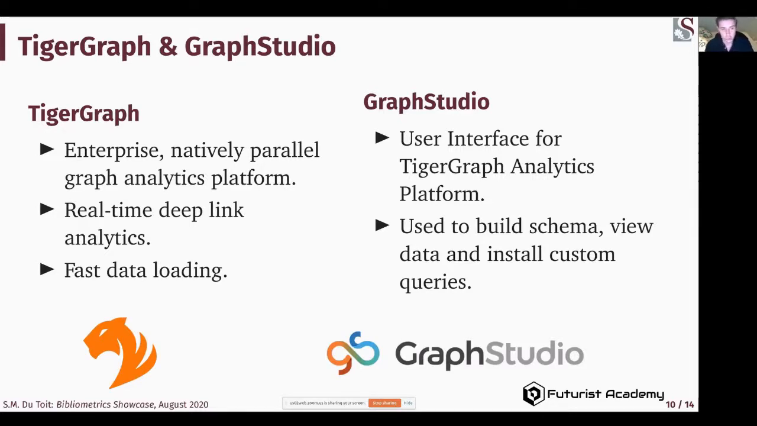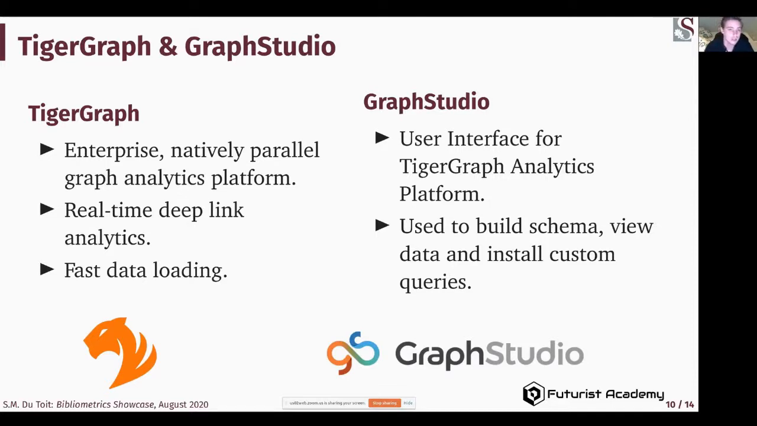With TigerGraph, the reason why I use it is because it's enterprise, it's natively parallel, and it can be used for analytics. It's an analytic platform. And especially because it has a cool feature of real-time deep link analytics, which is also really important, which comes as part of the Jaccard Similarity algorithm.